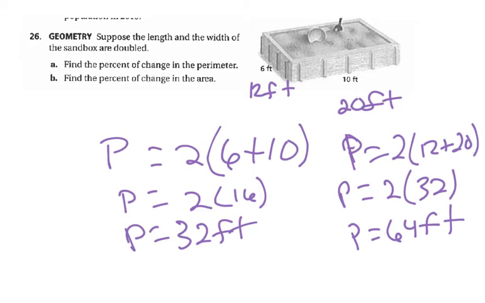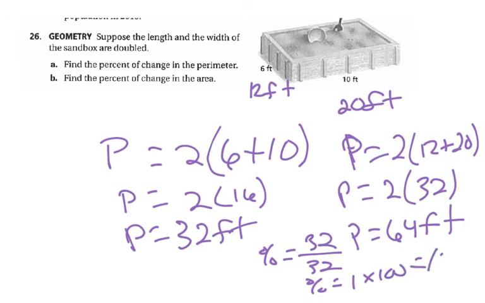So the percent of change is the amount of the change. Well, 64 minus 32 is 32. So over the original amount, 32, if I divide that, it's going to be equal to 1, times 100 to get the percent is going to be 100% change. Okay, and then you could do the same thing for area using length times width.